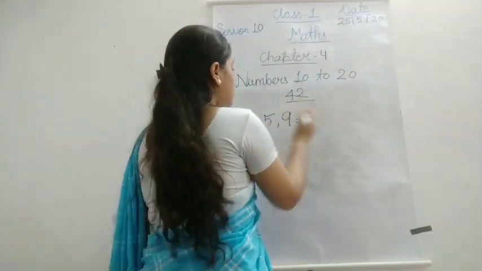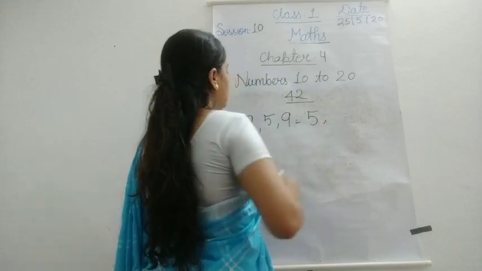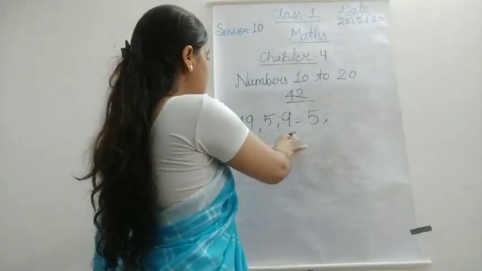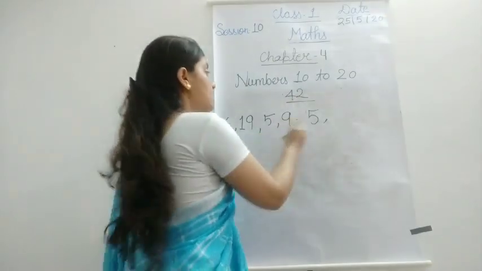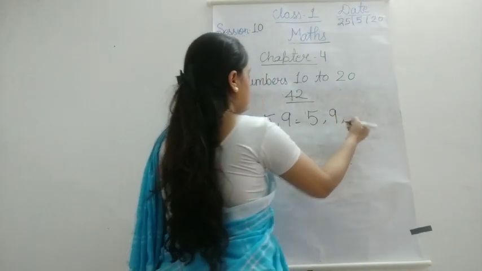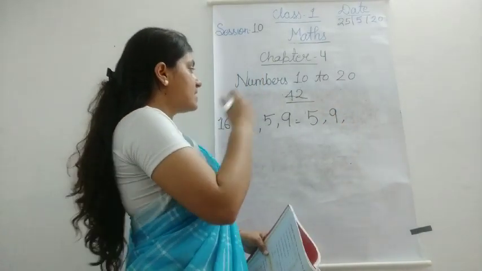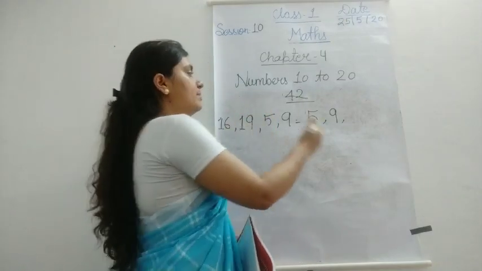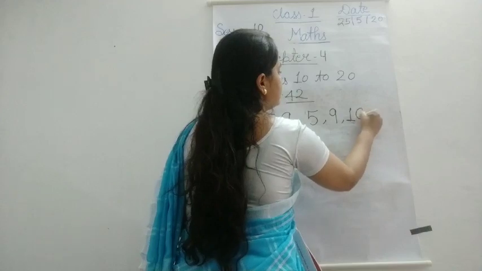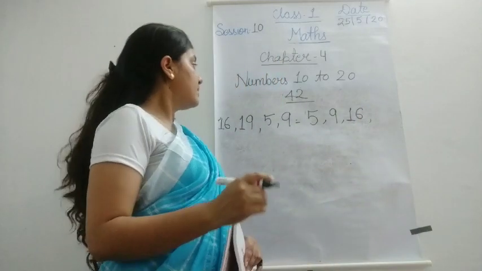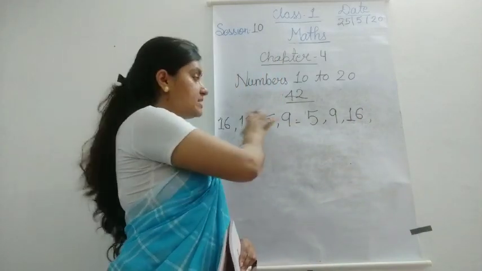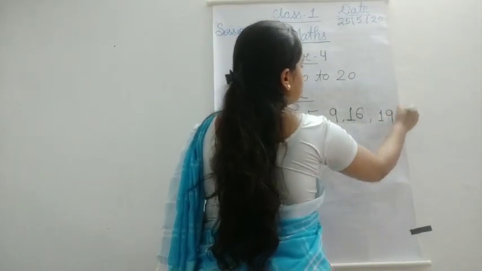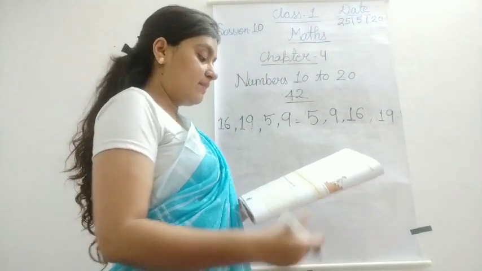Which one? Here, 5. Who is a little bit bigger than 5? Which number is here? 9. Afterwards, after 9, which number is a little bit more bigger here? Then after 9, here will be 16. And which number is biggest here? Here 19 is biggest. Okay.